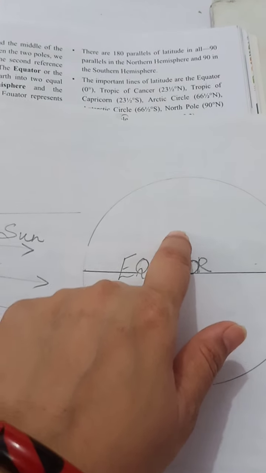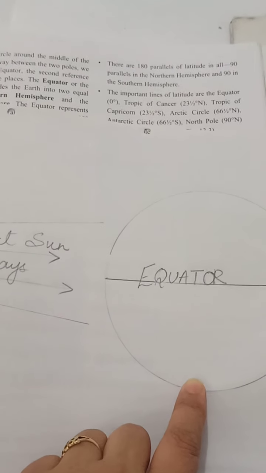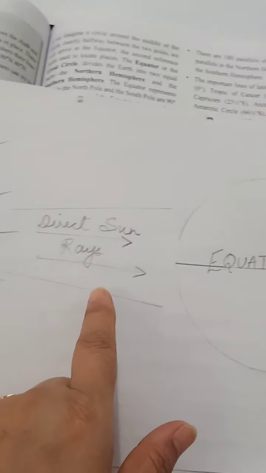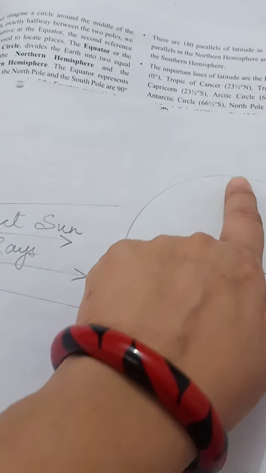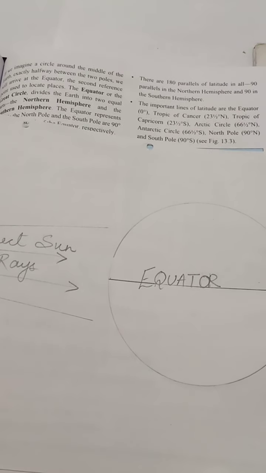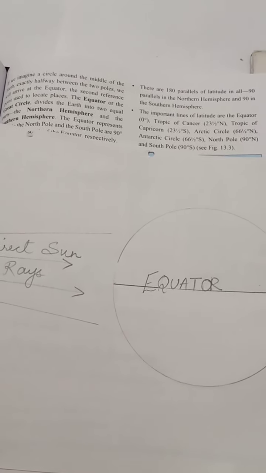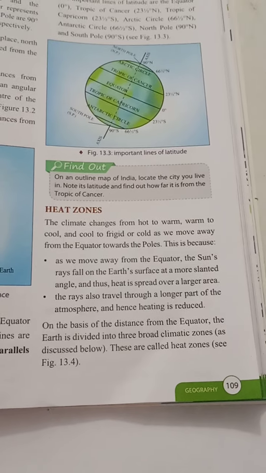So when we move away from the equator, to the north side or south side, the rays of the sun are slanted, and when the slanted rays fall on the poles, the atmosphere is cooler, not very hot, and near the equator it is very hot.